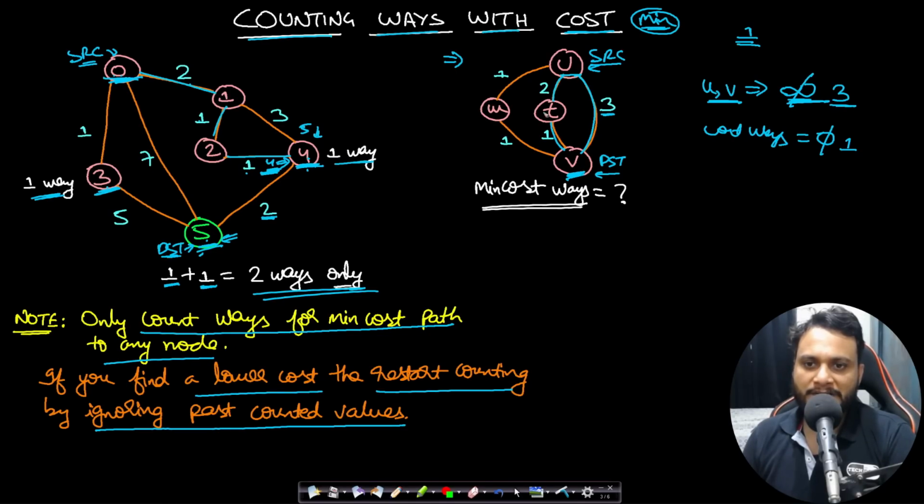So what we can do is, this is another way to reach the destination. So I can just increment the counter. Now if you check via w, then the cost will be 1 plus 1, which is 2. It is less than the already known minimum cost. So we will be overwriting the minimum cost to 2 and we will be restarting our counting from 1. Why 1? Because the number of ways to reach w from u is 1, right? That is why it is 1. So I think you are getting the idea how we are counting the ways with the minimum cost.